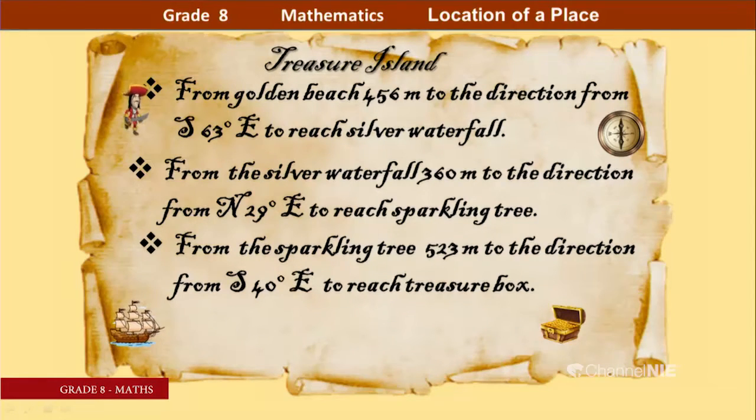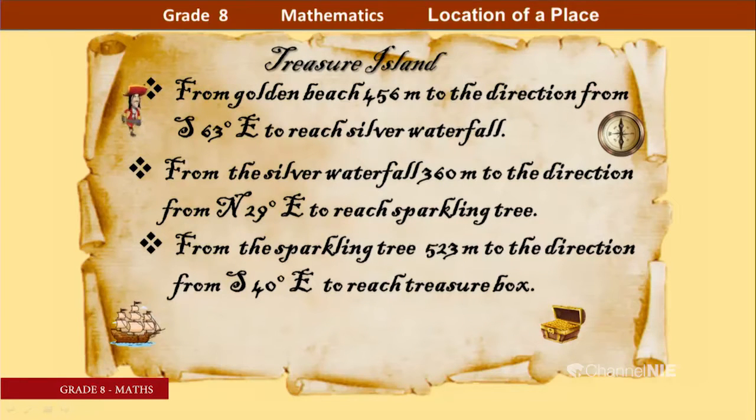These are the things you learn in here in this lesson, location of the place of a place. So, here shall we read it again? From the Golden Beach, the distance is 456 meters to the direction. What is the angle? That is 63, starting from south to east.